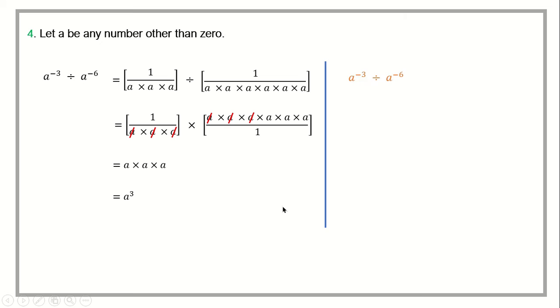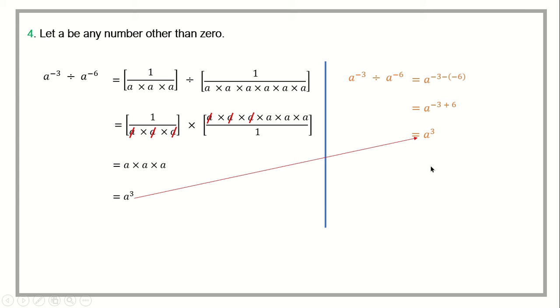Now let's look at it in this format, whereby we will subtract the powers. So we get A to the power of negative 3 minus negative 6, and this will give us A to the power of negative 3 plus 6. Then we get A to the power of 3, which is the same as this one.